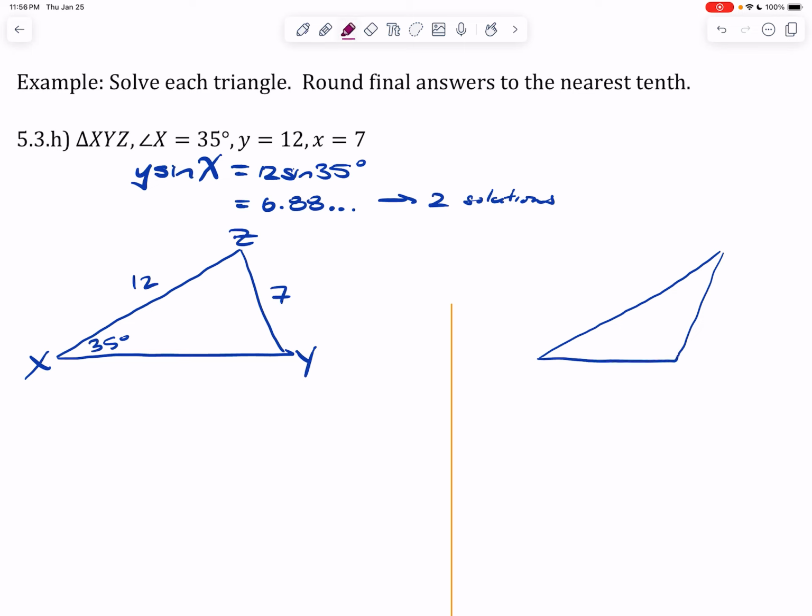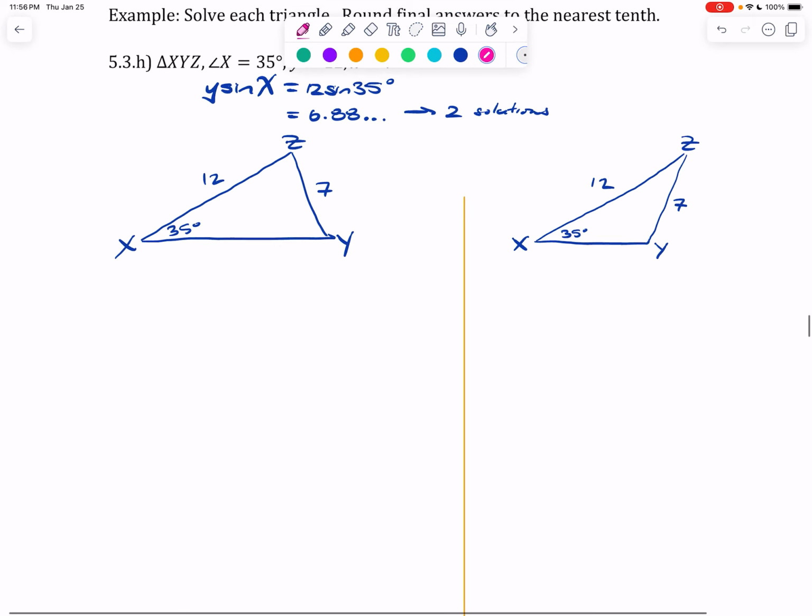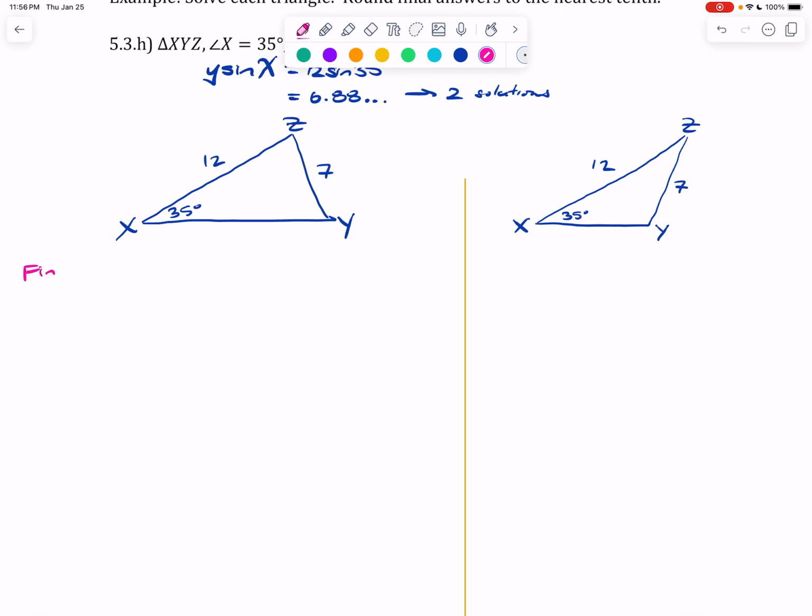That's where this side x bends inward instead of outward. So we've still got those same labels, x, y, and z. 12 is still that upper leftish area. X is 35 degrees, and then side x is 7. And then this is where we're going to proceed from. So solving this for both of these cases, the first thing we're going to do is find angle y.